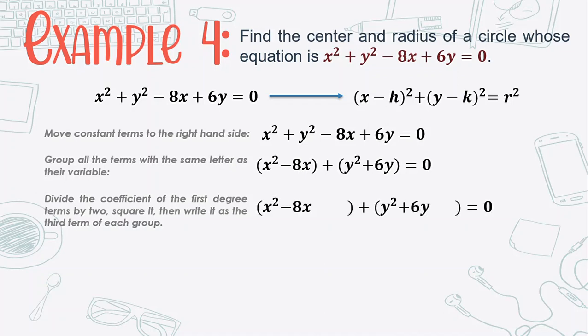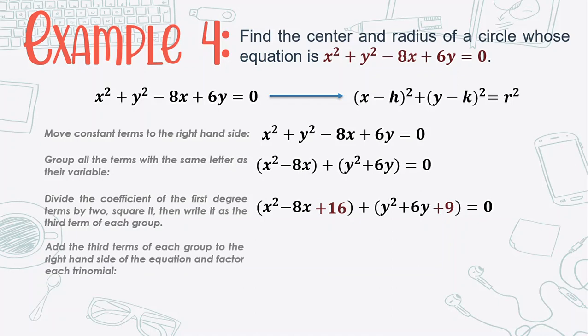For the first one, we have x^2 - 8x. Again, divide the coefficient of the first degree term. Our first degree term for our first group is negative 8x. We divide the coefficient, which is negative 8, by 2, that is negative 4, and then we square it, that will become positive 16. We write it as the third term of the group. We do the same thing for y^2 + 6y. Again, our first degree term is 6y. We divide it by 2. 6 divided by 2 is 3. 3 squared is 9. Again, we write it as the third term of the group.